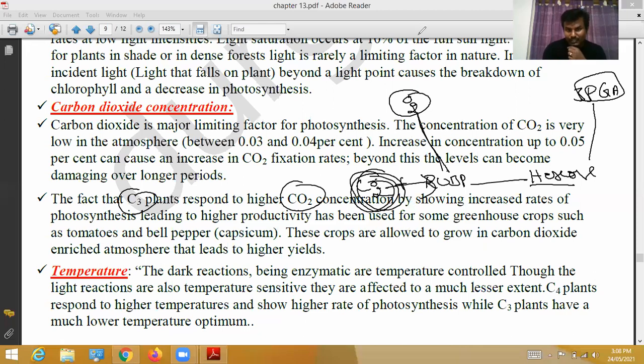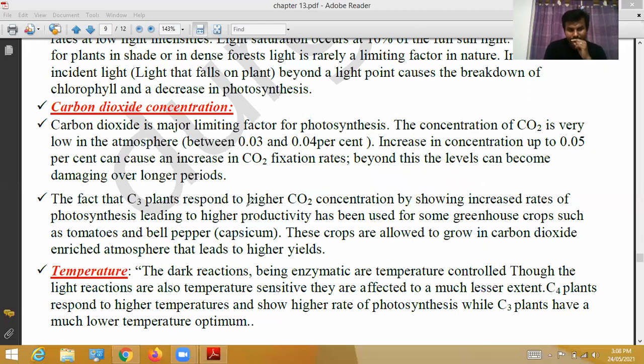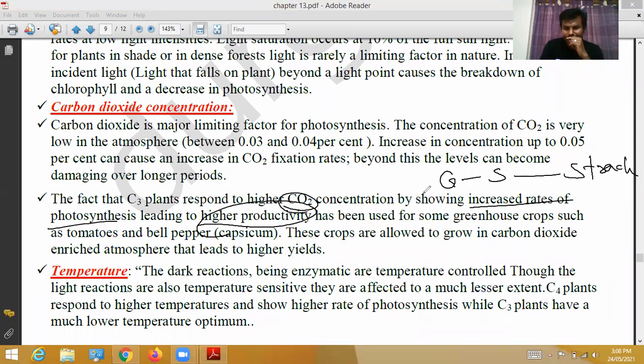C3 plants respond to higher concentration by showing an increased rate of photosynthesis. If an excess amount of carbon dioxide is combined with ribulose bisphosphate, then it shows increased photosynthesis, leading to higher productivity. Productivity means what? Glucose is converted into sucrose, and sucrose is converted into starch. So, higher productivity. It has been used for some greenhouse crops such as tomatoes.